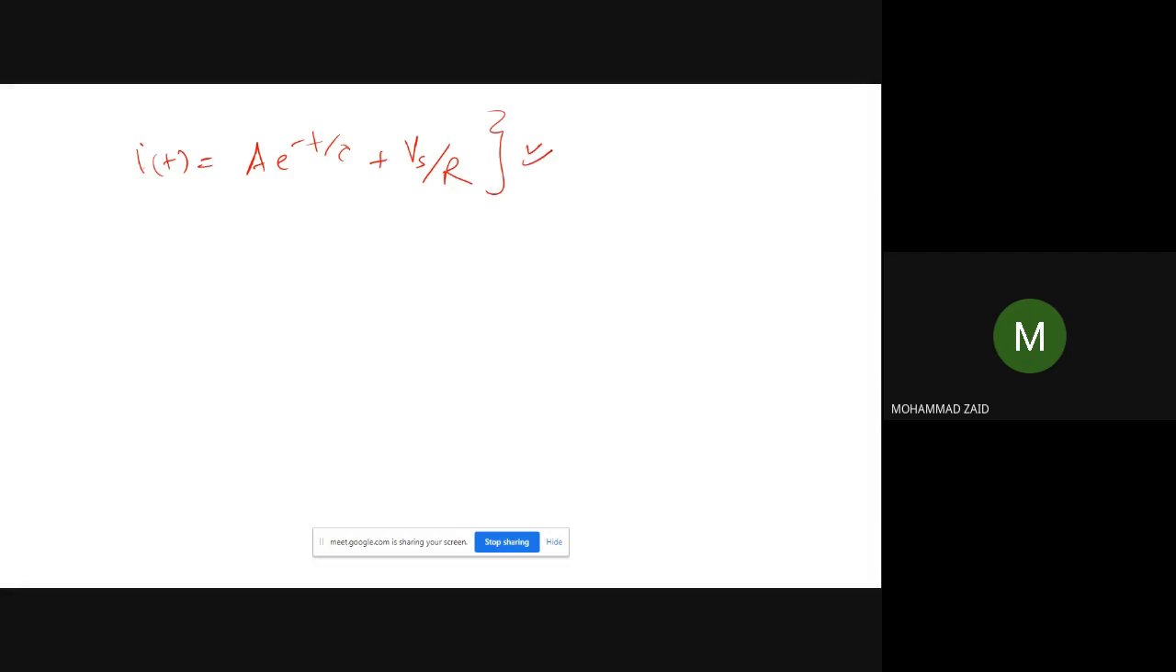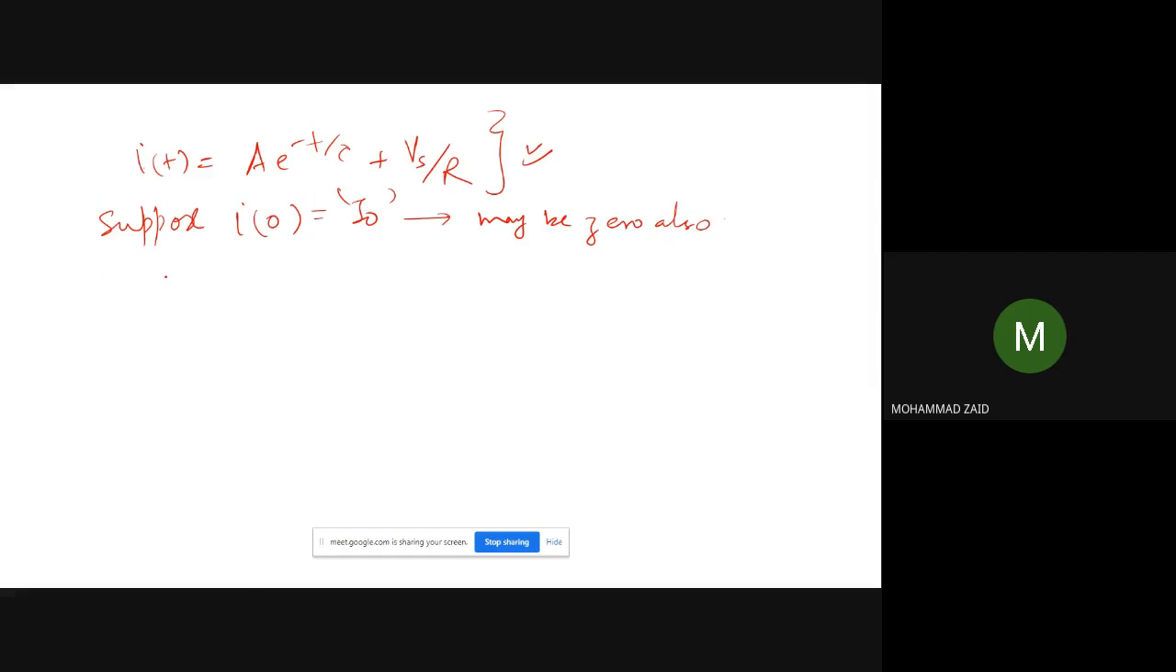Now, the initial condition says that suppose the initial inductor current is I naught. It may be zero also. Suppose you are switching the circuit for the first time, then it can be zero also. But let us suppose that the initial inductor current is I naught, which was flowing before the switch was closed. So what will happen in that case?